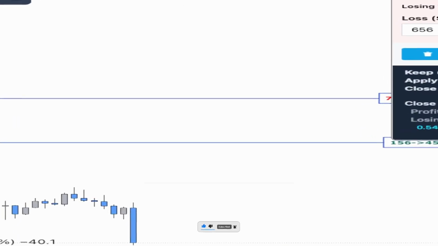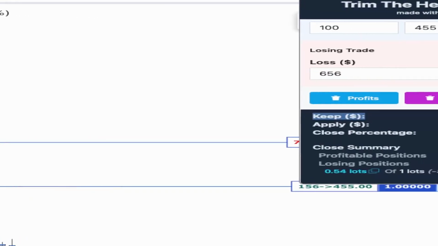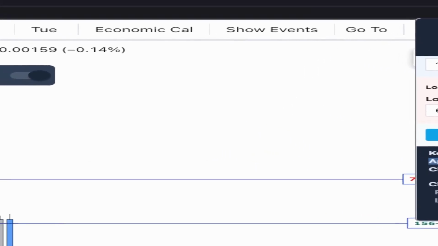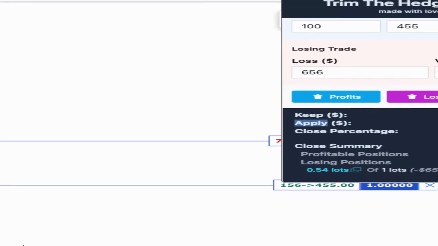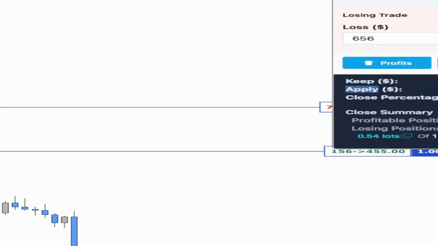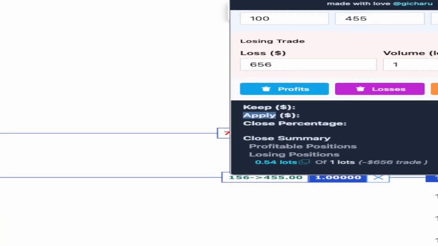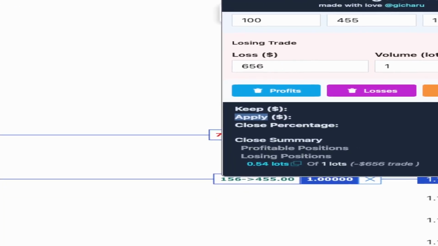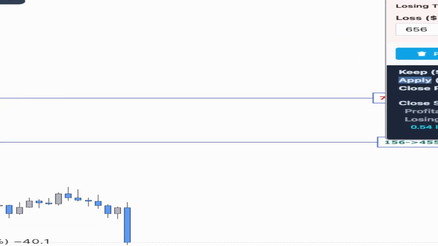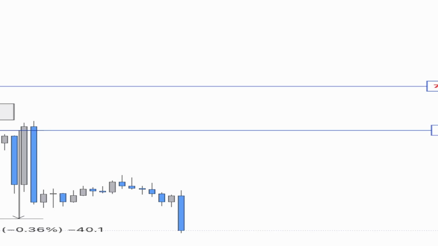In this case, the calculator gives us several results. It tells us that I should keep $100, and then I should apply this amount. The keep amount has changed slightly to the one that I added, because after the calculator did the math, it noticed that I can close out 0.54 lots and keep a slightly higher amount than I had specified from the remaining balance. So in this case, I used $354, which is the remaining from this amount, to close out part of the losing position.